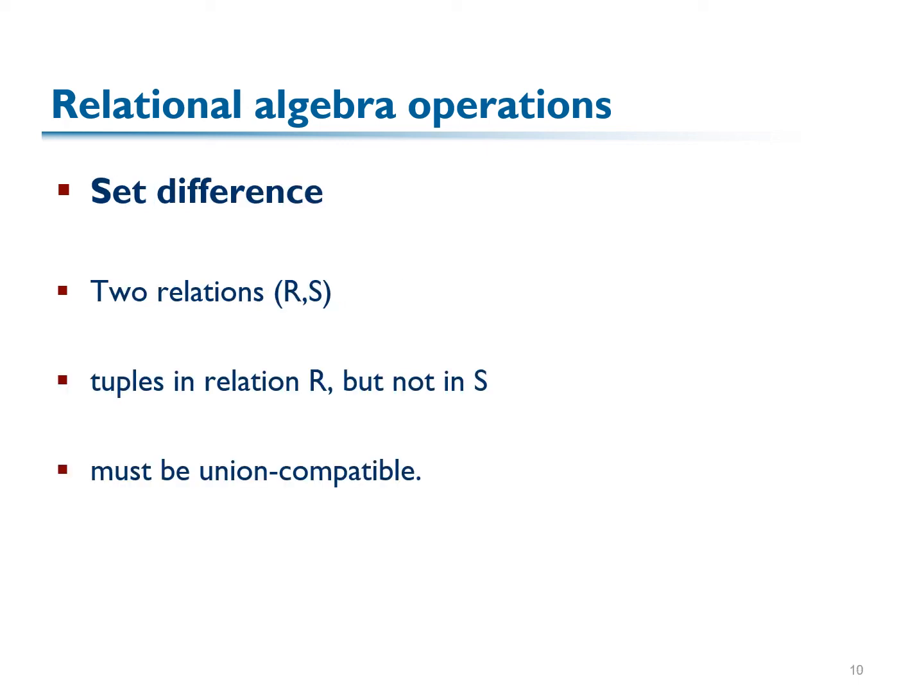Another relational algebra operation is set difference. The set difference operation defines a relation consisting of the tuples that are in relation R but not in relation S. R and S, the two relations, must be union compatible.